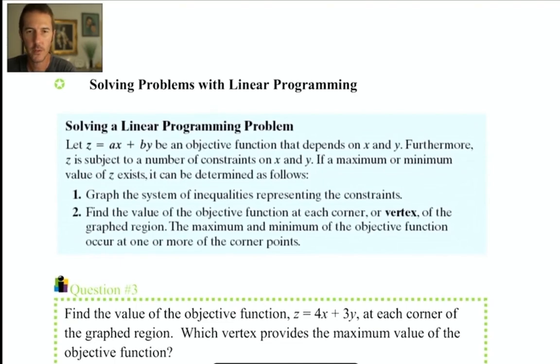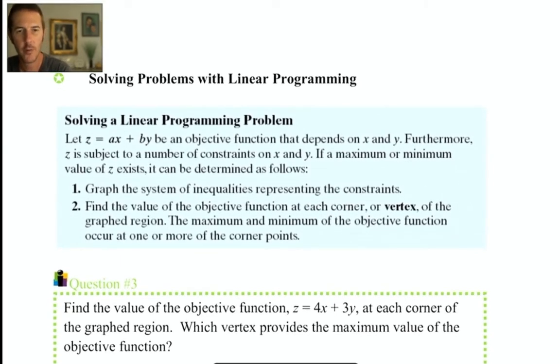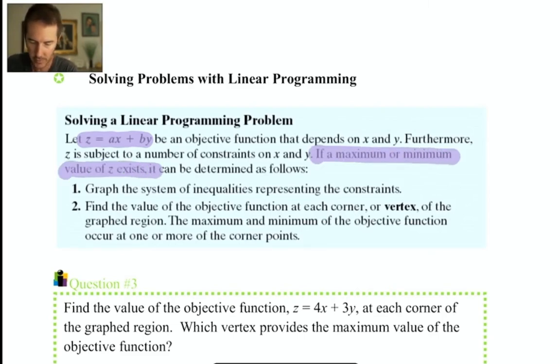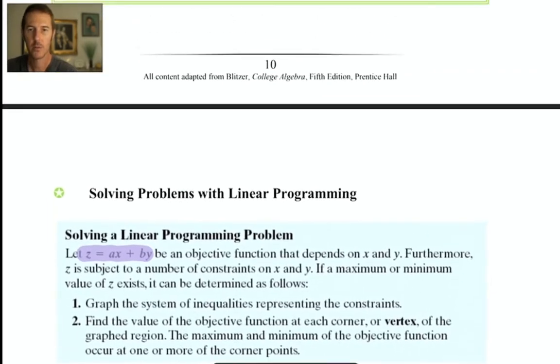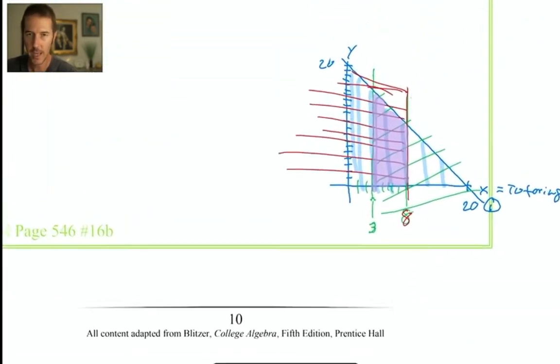Because I want to show you that these steps are printed for you here. So solving a linear programming problem. We have our z equals equation, so that's our objective function. We have graphed our constraints on the xy axis. And if a maximum or minimum value of z exists, it can be determined as follows. Graph the system of inequalities representing the constraints. We just did that. And then find the value of the objective function at each corner or vertex of the graphed region. And that's what we're going to do next.